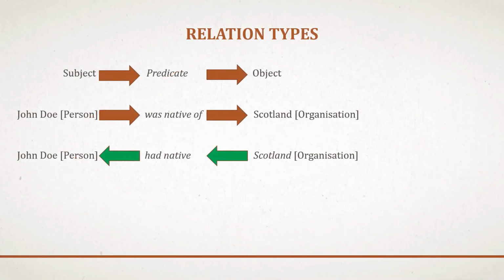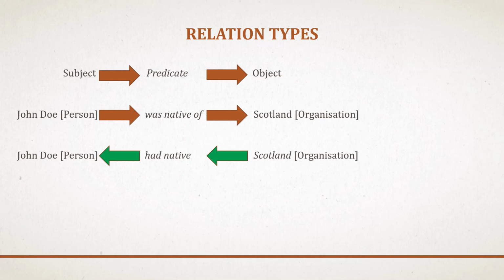When they are combined with entities, relations are expressed as a simple sentence. It has a subject, predicate, object structure. A relation connects, for example, a person called John Doe who was born in an organization called Scotland. In the database, the relation between John Doe and Scotland is expressed by the relation type was native of.